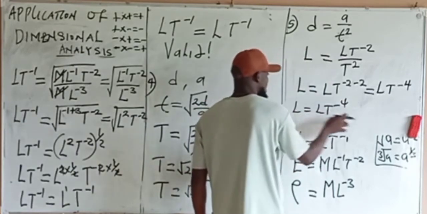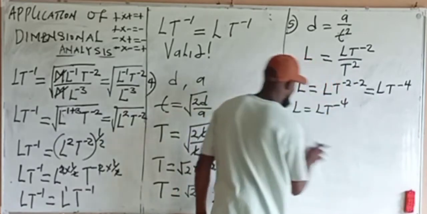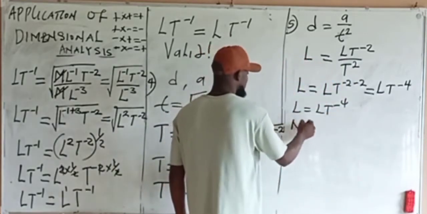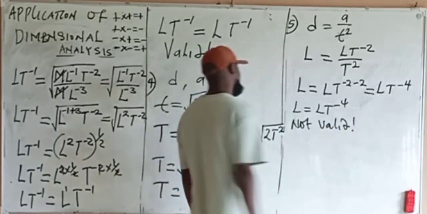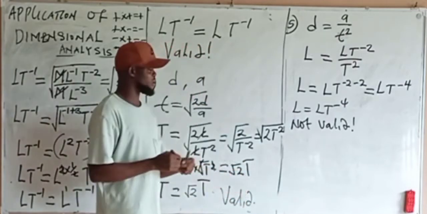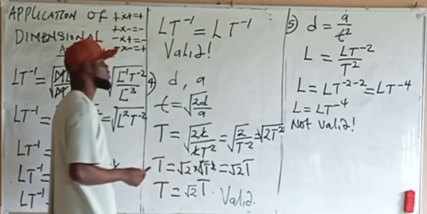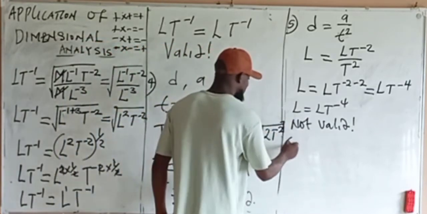What we have here and what we have here are not the same thing. So automatically, you can say that this one is not valid. The equation is not correct. It's not valid. So this equation is not correct. So let's get to number 6. This is the last example.